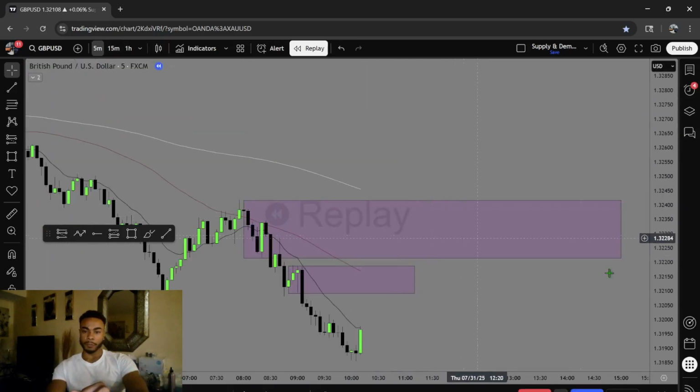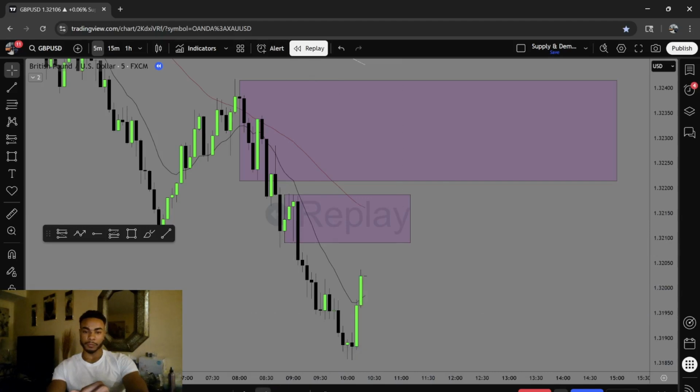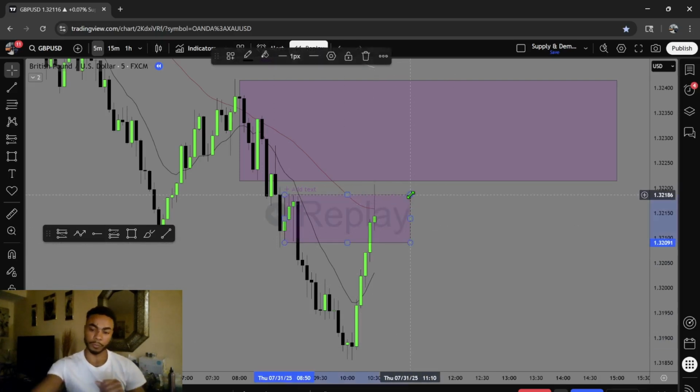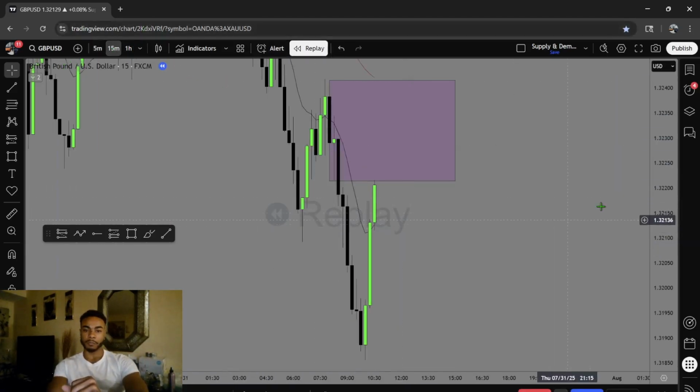So I was on the 5 minute just waiting, and this is what happened. Price began coming up to the zone, hit the 5 minute zone, and then broke it. So right off the bat, this zone became invalid. The 5 minute zone wasn't strong enough, so it became invalid because price broke it.